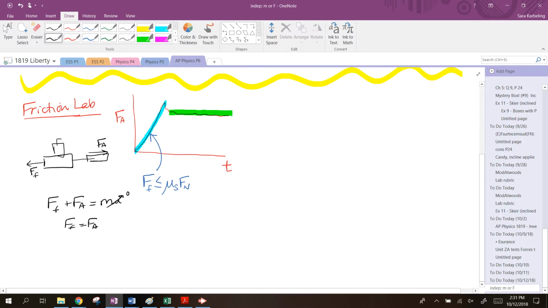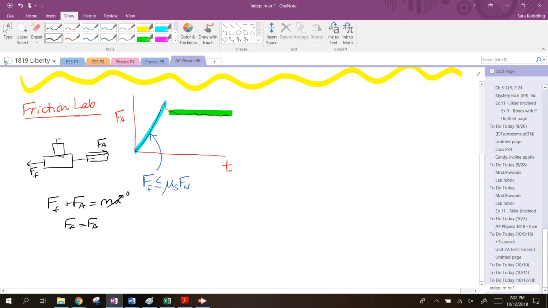So that means that this line here is me pulling harder and harder and harder. If I stopped right here, have I overcome static friction yet? No, I have not. So I'm still somewhere less than this mu s times Fn. I overcome it, and something else is happening here. What's my net force here? It's not 0 in this part that isn't highlighted.